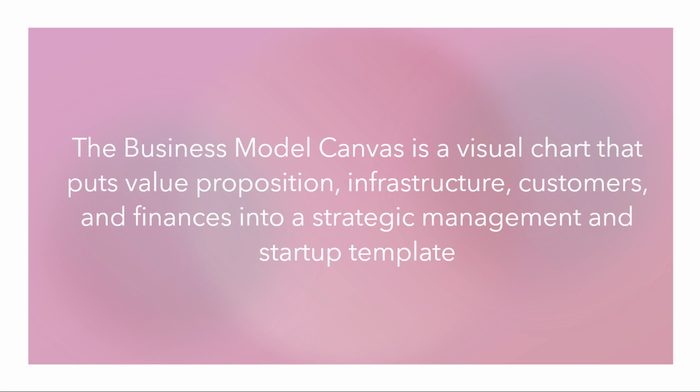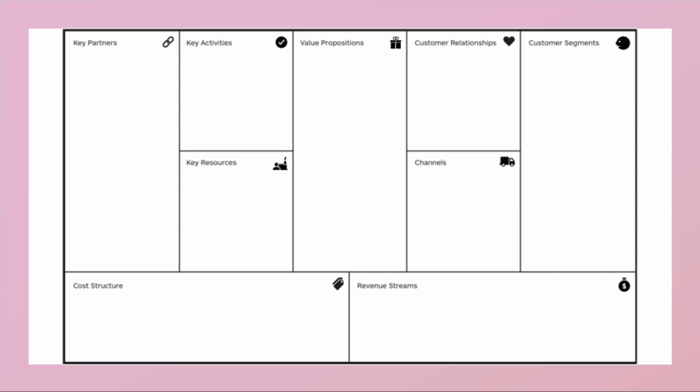So like I said, today we are going to be talking about the business model canvas. What this is, is a visual chart that puts value proposition, infrastructure, customers, and finances into a strategic management and startup template. So basically the different categories you can find in one of these are key partners, cost structure, key resources, key activities, value propositions, customer relationships, channels, customer segments, and revenue streams.